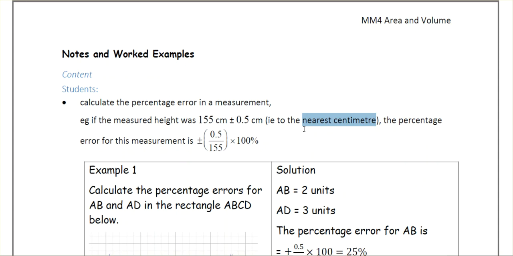To calculate the percentage error, so it's a percentage error, so we're going to times by 100 to give us a percentage. And the actual error is half a unit over the number that we're measuring. So we measured 155 centimeters, or we think that the height is 155 centimeters. So 0.5 divided by 155. So half of the unit divided by the measurement.